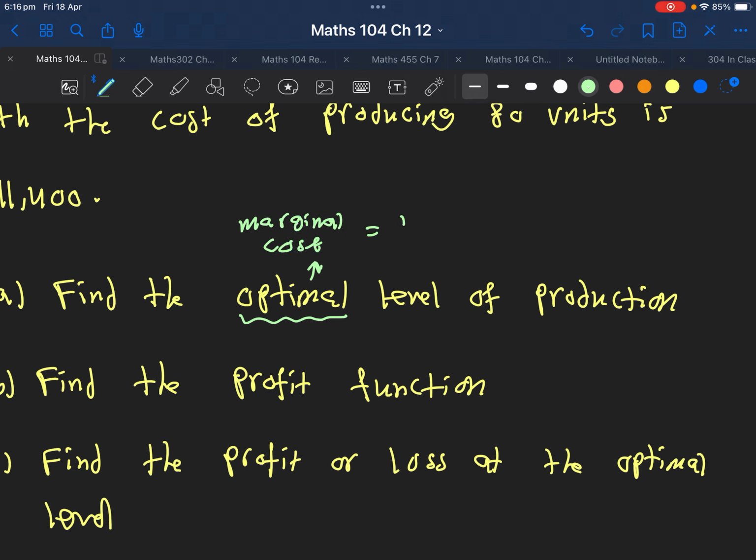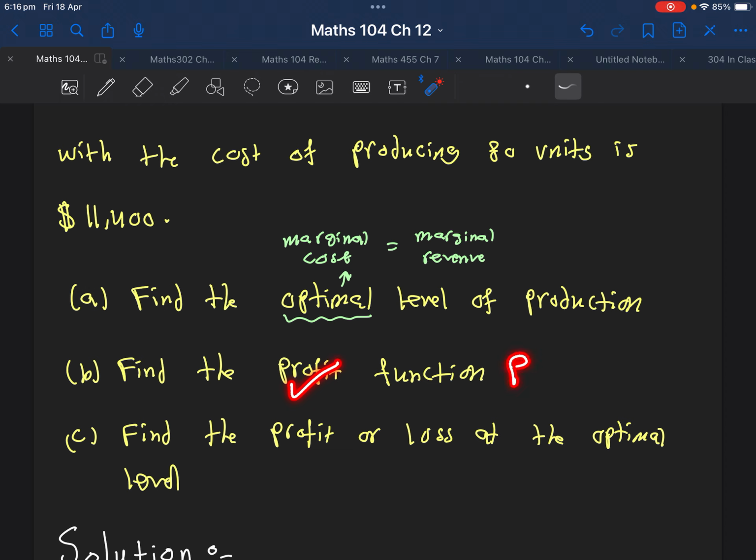That's where we get the optimal level of production. Question number B, we need to find the profit function. And remember, the profit function is just the revenue minus the cost. So I need to find the revenue, I need to find the cost, subtract them, I get B. Question number C, find the profit or loss at the optimal level, which means whatever you find in part B, substitute the answer you get in part A.